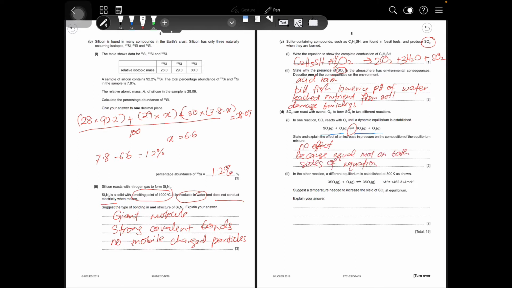Because of that, an increase in pressure will have no effect. In the other reaction, a different equilibrium is established at 300 K as shown. Suggest the temperature needed to increase the yield of SO3 at equilibrium. According to Le Chatelier's principle, when there is an increase in temperature, the reaction will shift in the endothermic direction. Since this equation shows the forward reaction is endothermic, any temperature above 300 K will increase the yield of SO3.